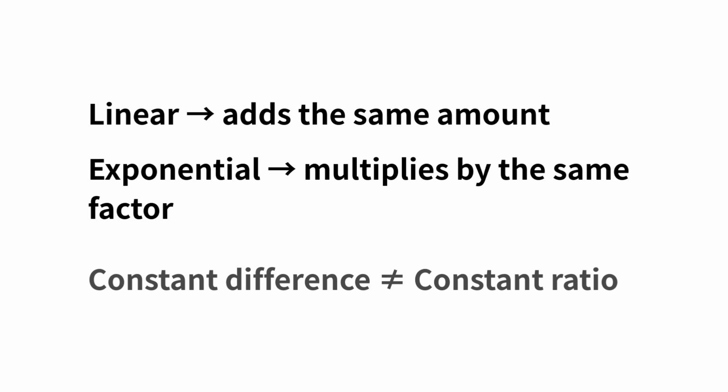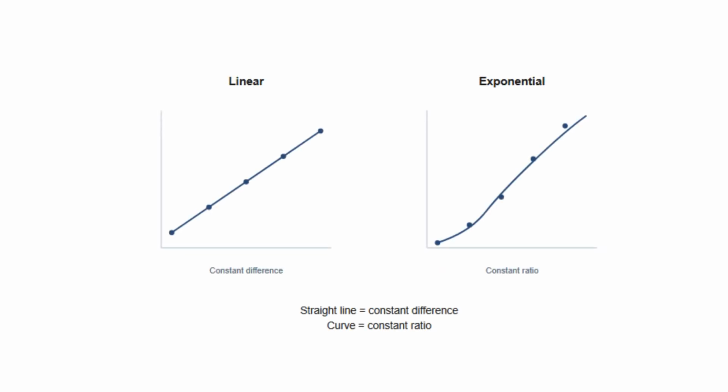So before looking back at the choices, anchor this idea firmly. Constant difference does not equal constant ratio. That distinction determines the shape. On the left, you see a linear relationship. Each step to the right adds roughly the same amount to y. The vertical change between points stays consistent. That is why the points fall along a straight line. Linear growth means constant difference.